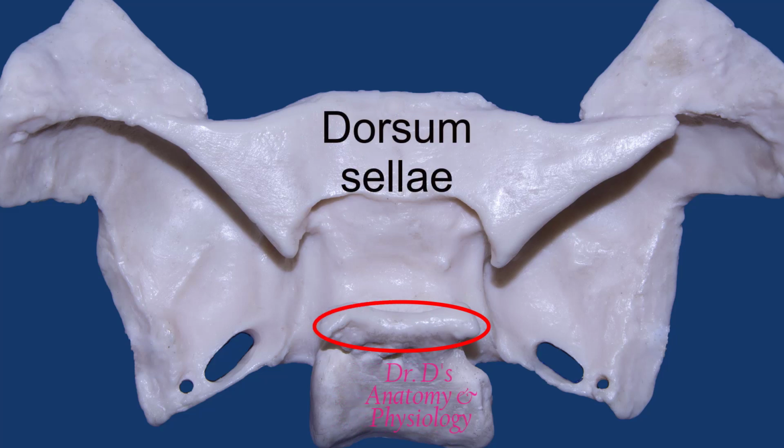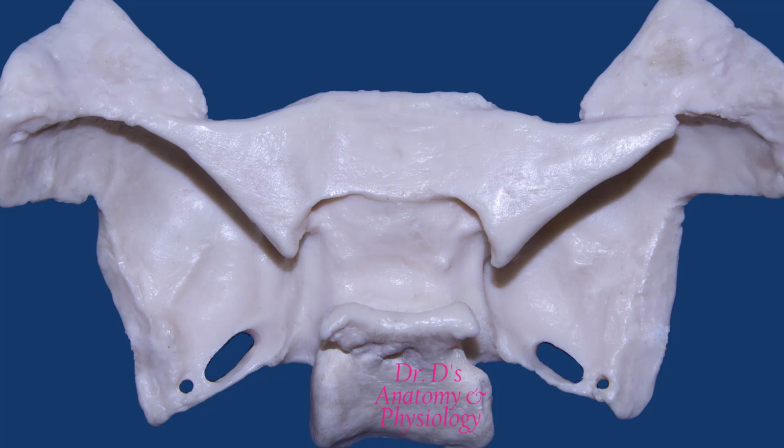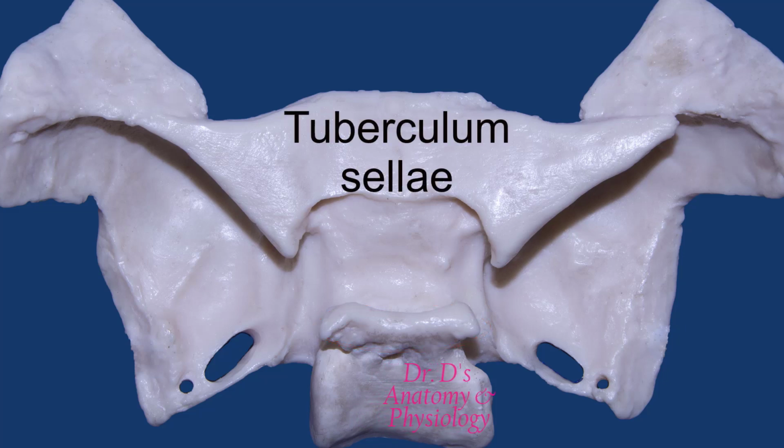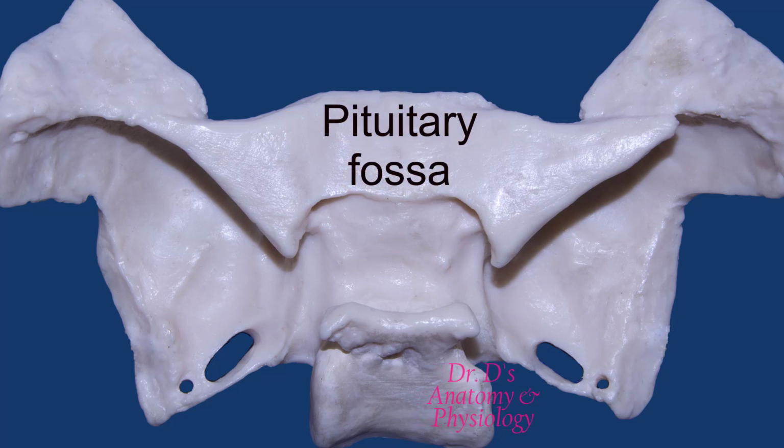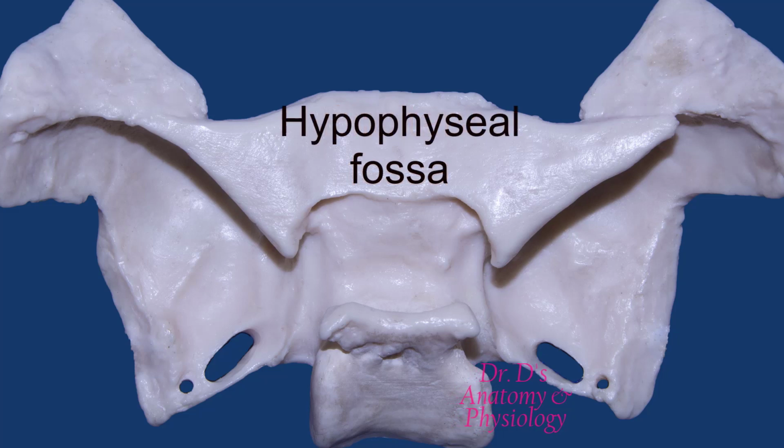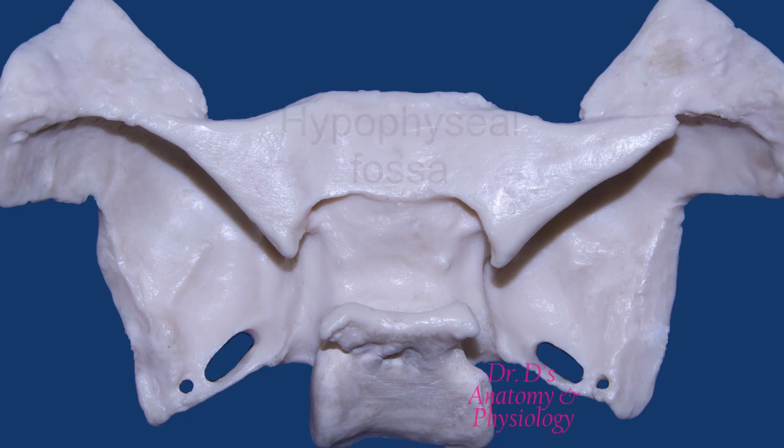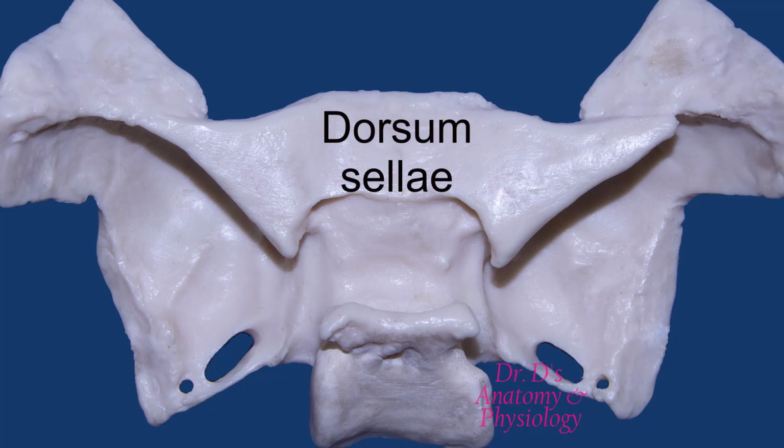The significance of these names is that the tuberculum celli simply is stating that this is the swollen part, the tubercle of the saddle, the tuberculum celli. The fossa is a depression, and this depression is going to accommodate the pituitary gland, which is also known as the hypophysis. Hence, it could also be referred to as the hypophyseal fossa. And then finally, the back of the saddle, the dorsum is the back. The dorsum of the saddle is the dorsum celli.